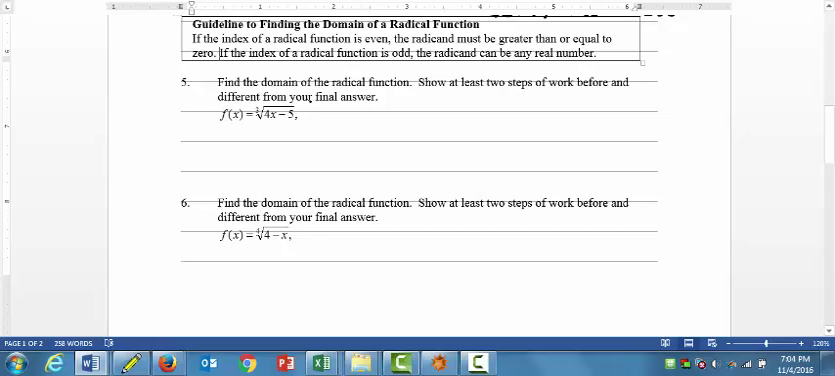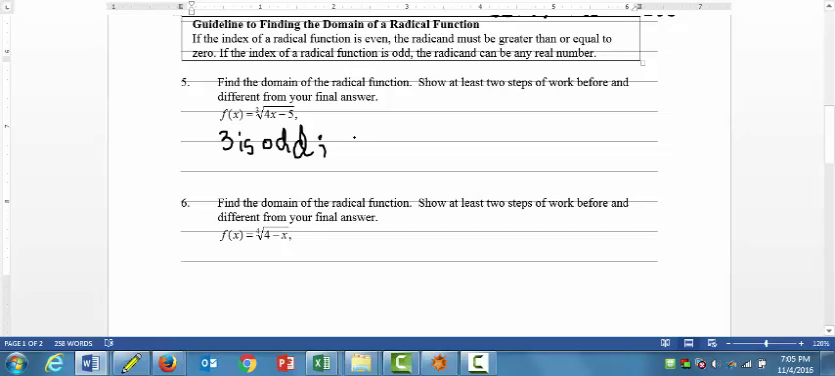All right, I want to find the domain of f of x, which equals the cube root of 4x minus 5. Whenever the index is odd, the domain of my radical function is always the set of all real numbers. So notice 3 is odd. I'm asked to show some steps here, so I'll say 3 is odd. So that's my first step.